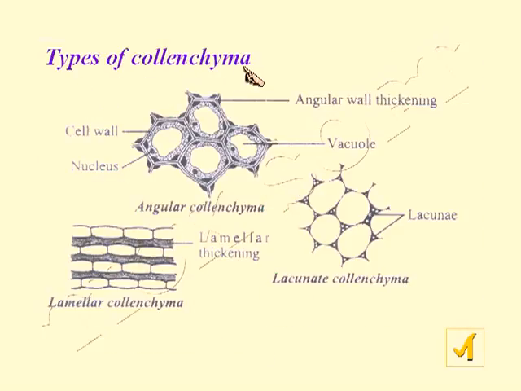Types of collenchyma: the structure of the types of collenchyma is illustrated here. First one is the angular collenchyma. In this angular collenchyma, the angles of the cell wall are thickened. So these are the angles of the cell wall. The thickening materials are deposited at the angles, and here is the vacuole, this is the cell wall and this is the nucleus. So this is the angular collenchyma, because the angles of the cell wall are thickened.